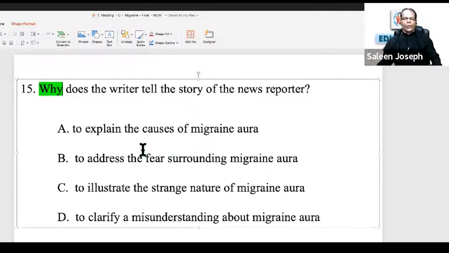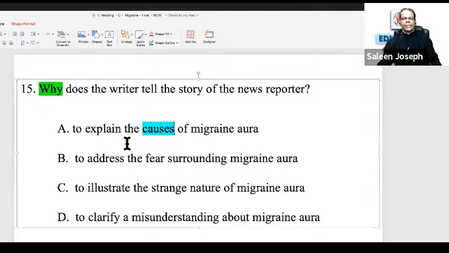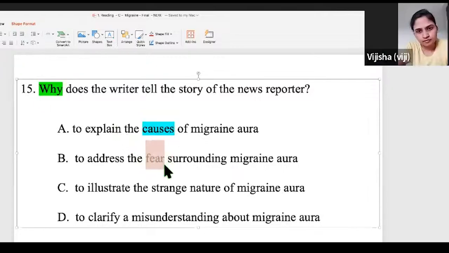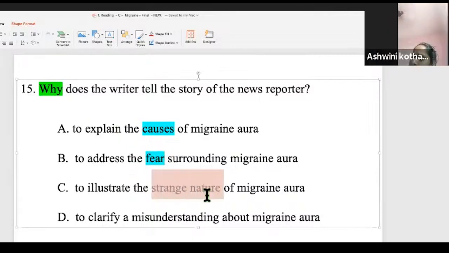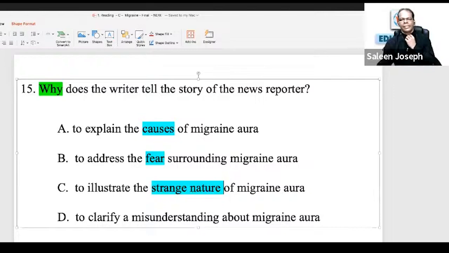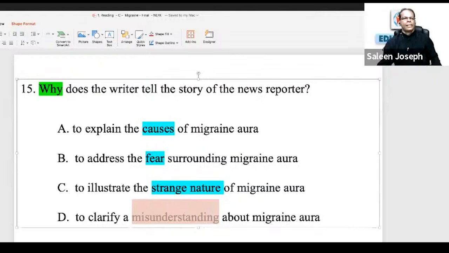In the answer options, what are the hedging words? Causes. Fear. Nature. Strange nature. Misunderstanding. So these are the hedging words.